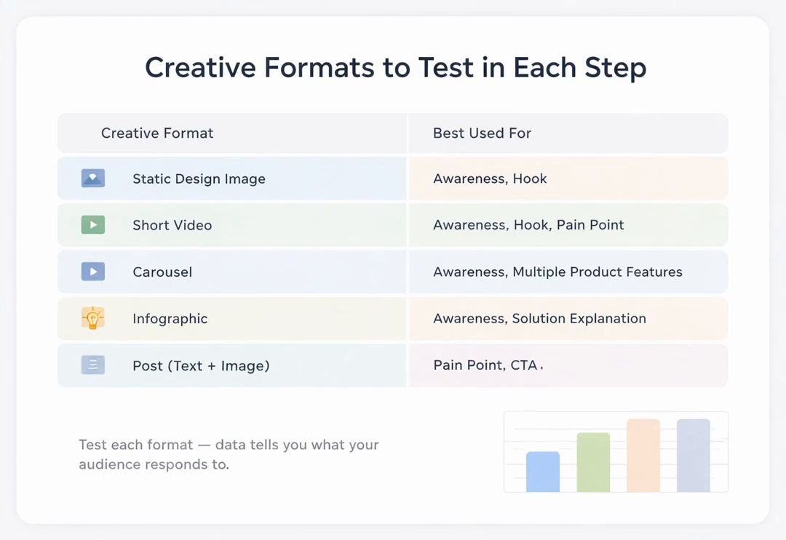Now, within each of those 7 steps, you have multiple creative formats you can test. The instructor specifically mentions static design images, short videos, carousels, which are also called infographics, and regular posts. For awareness, for example, you could run a design-based ad and a short video ad simultaneously, and then see which one gets more engagement and reach. The data will tell you what your specific audience responds to. This is why testing matters so much. You're not relying on gut feeling. You're letting real performance data guide your decisions.